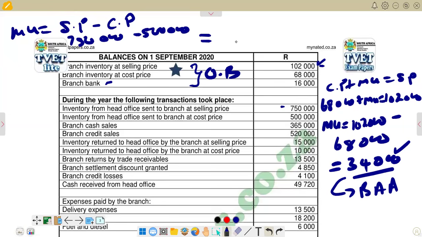And then the answer that you are supposed to get there is 250. So this is our markup, and this is the figure that is going to the branch adjustment account. So in this case, the 750 is going to the debit side of the branch inventory account. Then the 250 of markup goes to the credit side of the branch adjustment account. So we go there and enter those transactions.